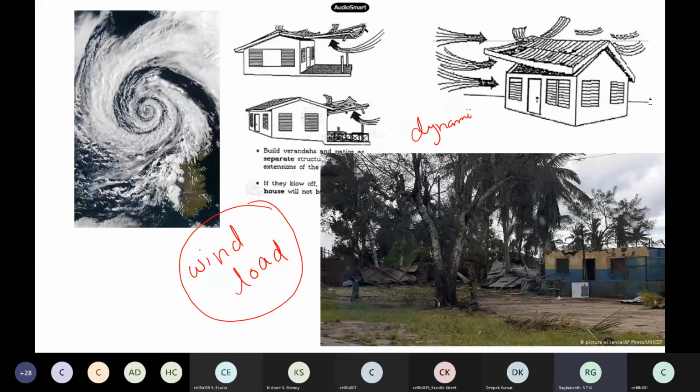But in our code book, we don't do dynamic analysis, we do static only. The code also says you have to do dynamic analysis, but only for some special buildings or special cases, where you have to do a full dynamic analysis. Nowadays you are seeing this, right?